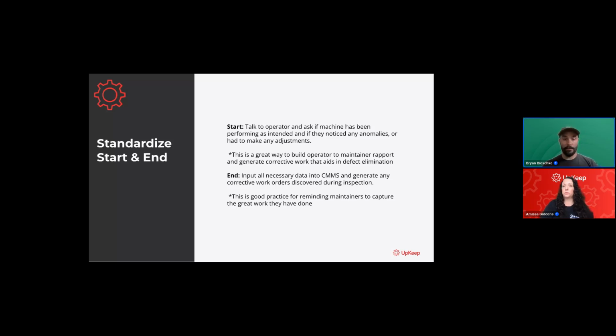The end of your tasks, input all necessary data into the CMMS and generate any corrective work orders discovered during your inspection. This is an end identifier saying, hey, you've done a wonderful job. Let's make sure we don't lose all of that information by not closing out our work orders correctly or opening corrective work orders associated with this work order. It's so important. It's a good practice for reminding maintainers to capture the great work that they have done. Take this, use it, just know where you heard it first. All right.